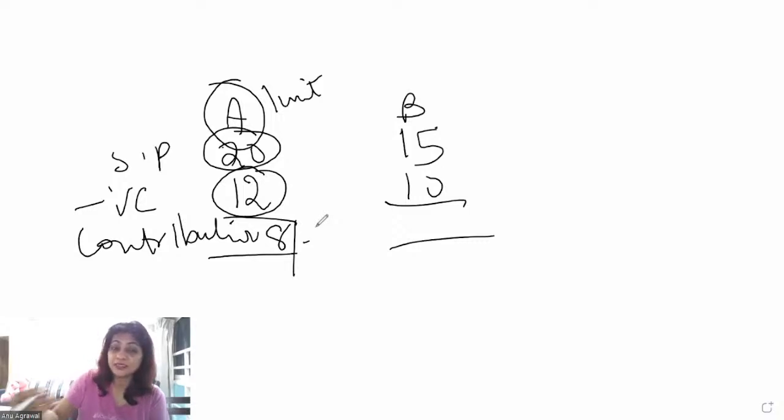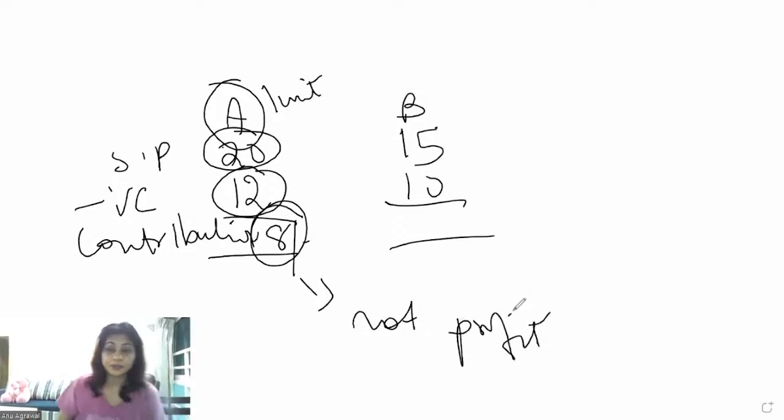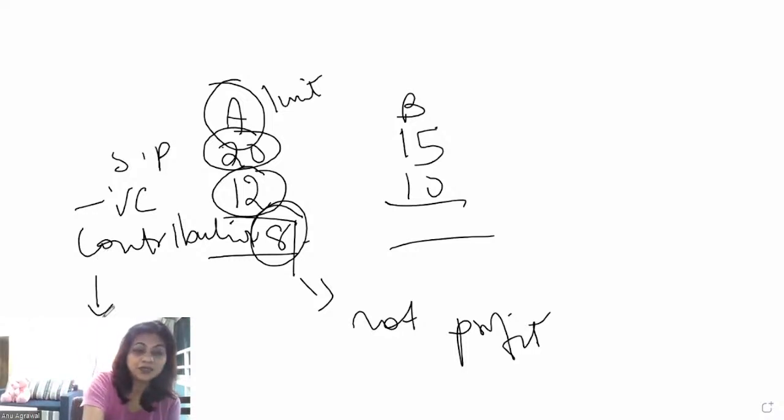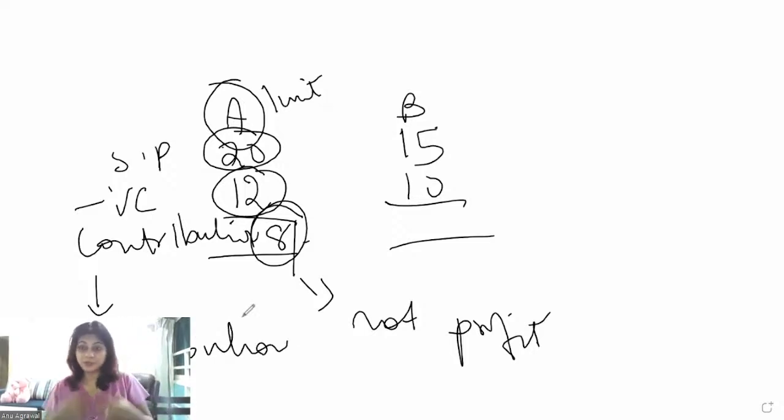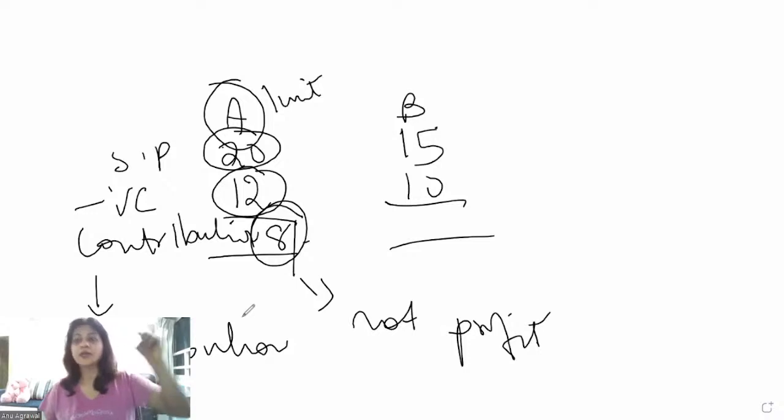Now this 8 rupees is not profit. Please understand, this 8 rupees is not profit. But I'm using the word contribution. Why do I use the word contribution? Because from this 8 rupees per unit I have sold, I'll multiply with the number of units I've sold. Then I'll get to know how much contribution I've earned. And then I'll deduct the total fixed cost. And then I'll come to know how much profit I have. So that is why the word contribution.